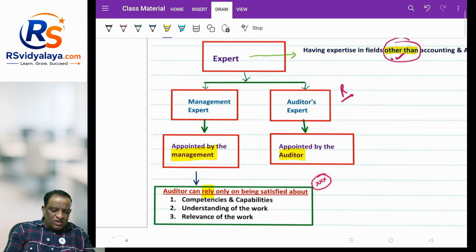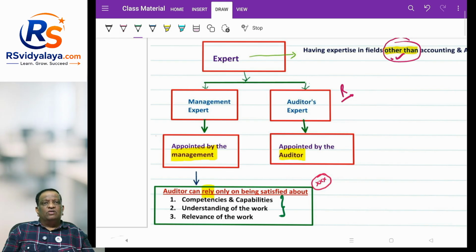You can rely on the management's expert, but blind reliance is not permitted, and before relying, you should have performed these three things. That is, check the competence and capabilities of that expert, understand the work done by him, and then see the relevance of the work to your audit.